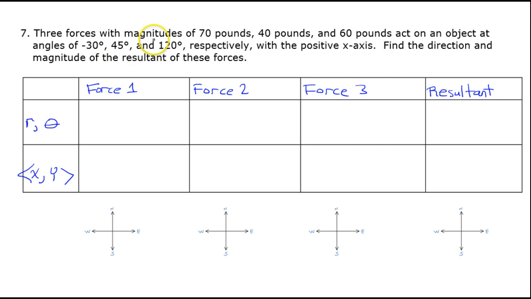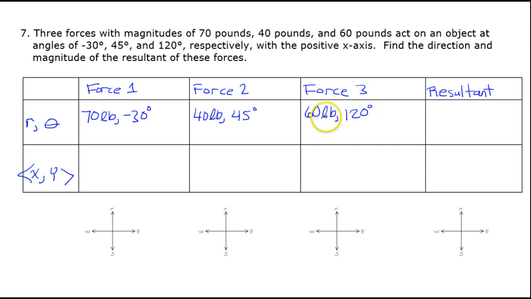We have three forces with magnitude 70, 40, and 60 pounds. So the first force, 70 pounds, 40 pounds, and 60 pounds. Okay, those are all the magnitudes. Now we have the directions. All right, the angles are negative 30 degrees, 45 degrees, and 120 degrees.